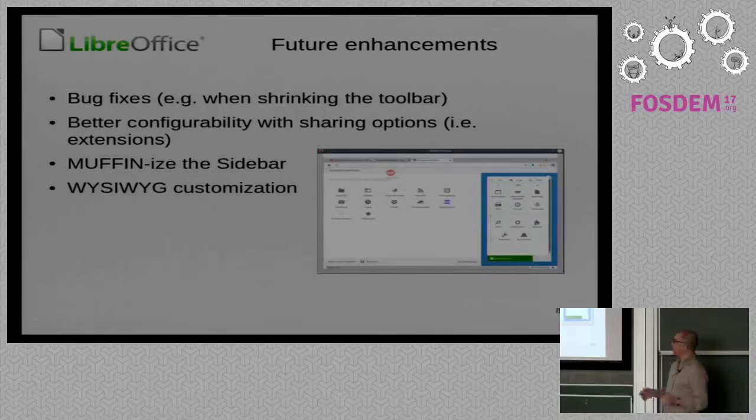But if everything is done, we need, of course, better configurability. Right now, it's a technical way to deal with it. It's a UI file that you change with Glade, and you do not have a good means to add your own UI file. So it's a dirty hack. You can change it, but it's very dirty. If that's all done, I think we need to muffinize the sidebar, meaning the sidebar should also get the freedom to be configured by the user.